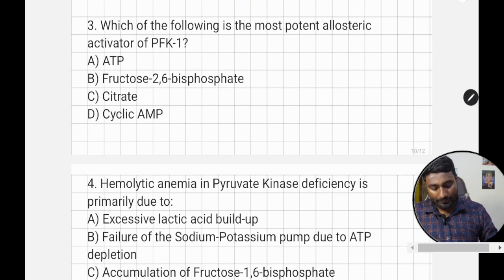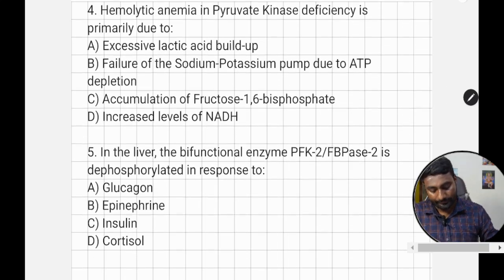Which of the following is the most potent allosteric activator of PFK1? You can tell it, students. What is the most potent allosteric activator of PFK1? Yes, it is your fructose 2,6-bisphosphate.